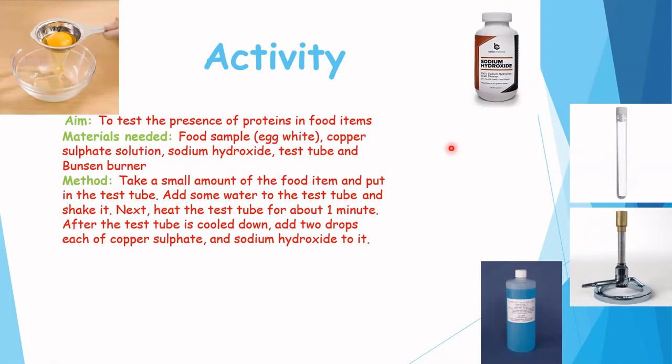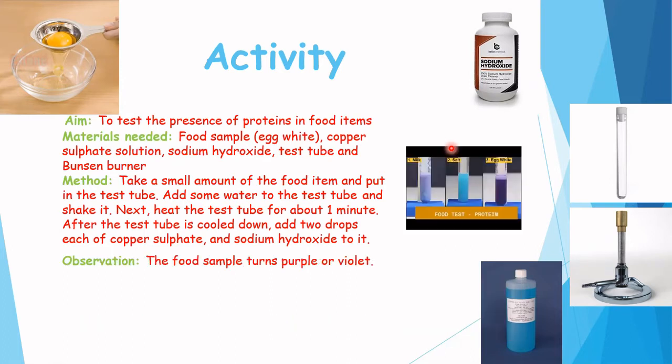Method: take a small amount of the food item and put in the test tube. Add some water to the test tube and shake it. Next, heat the test tube for about 1 minute. After the test tube has cooled down, add 2 drops of each copper sulfate and sodium hydroxide to it. Observation: the food sample turns purple or violet.